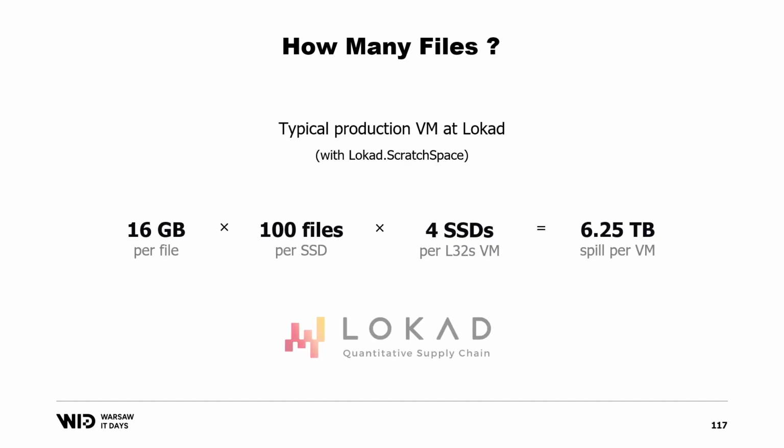In production at Lokad, on a typical production VM, we use Lokad.ScratchSpace with the following settings. The files have each 16 gigabytes. There are 100 files on each disk, and each L32 VM has 4 disks. In total, this represents a little bit more than 6 terabytes of spill space for each VM.